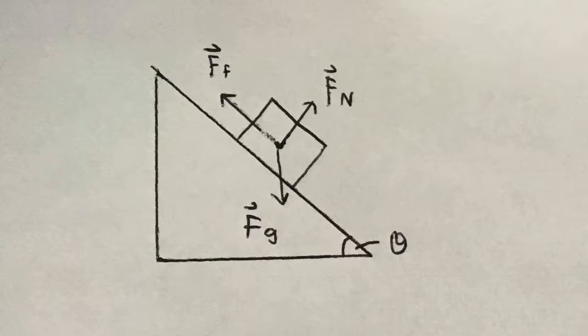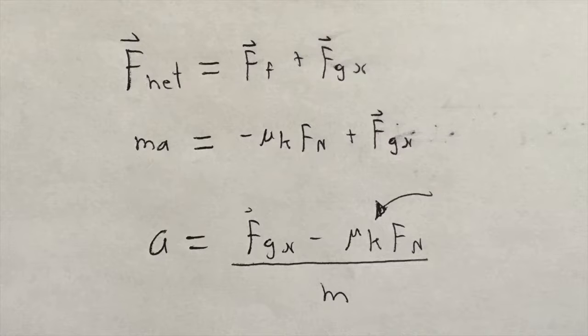There are multiple forces acting on a skier going down a slope. This block represents a skier. They are affected by the normal force, the force of gravity, and the force of friction. As you can see here, the net force is equal to the sum of the force of friction and the force of gravity on the x-axis.